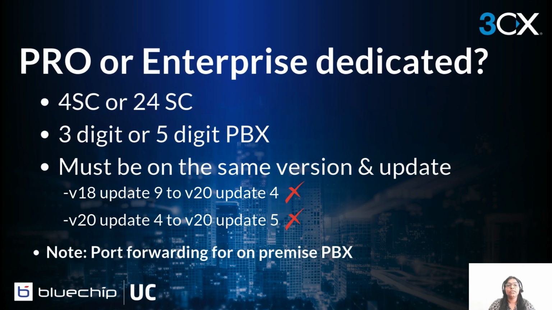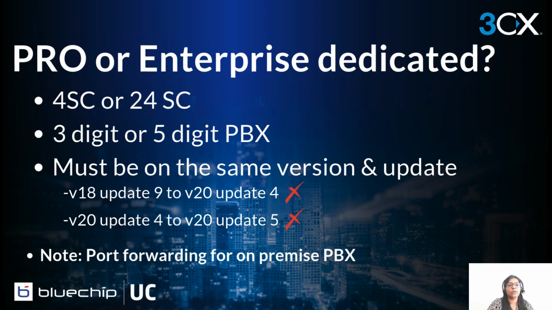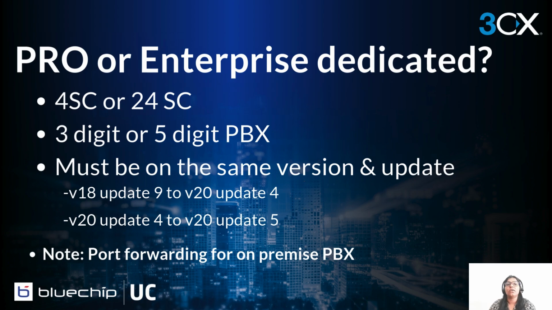You can connect any two dedicated 3CX systems. They can either be Pro or Enterprise, or on-prem to 3CX hosted on cloud, which means both don't need to be on the same license type. For example, you can connect a Pro to an Enterprise system, or even systems with different capacities like 4SC to 8SC or 24SC if you need as well. And it doesn't matter if it's a 3 digit or a 5 digit PBX system, as long as the subscription is active and properly set up, they are ready to go.